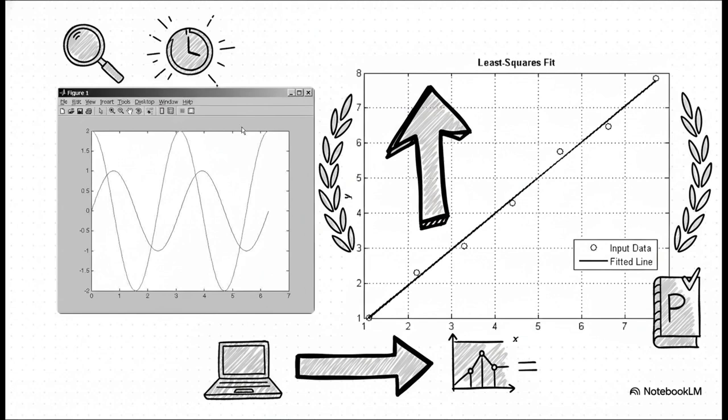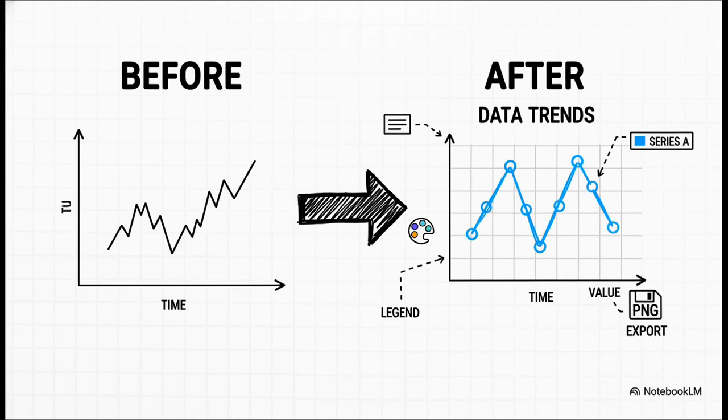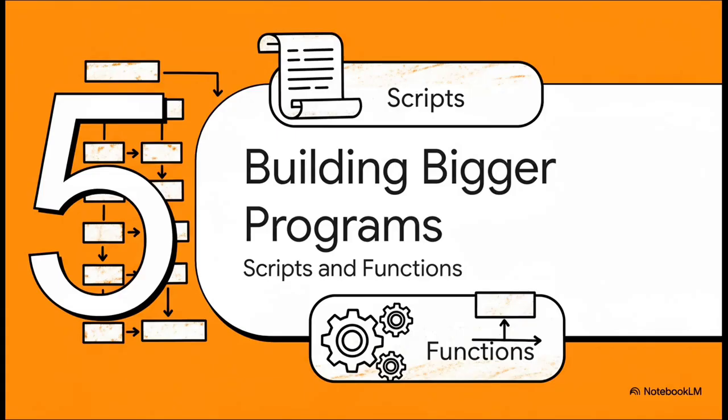MATLAB makes it so easy to go from that initial exploratory sketch to a polished professional figure. And you have total control over everything. You can add titles and labels, tweak all the colors and line styles, use different markers for your data points, create legends, add grid lines, basically everything you need to tell a really clear story with your data. And then, when you're done, you can export it in high-quality formats like PNG or TIFF for your reports and presentations.